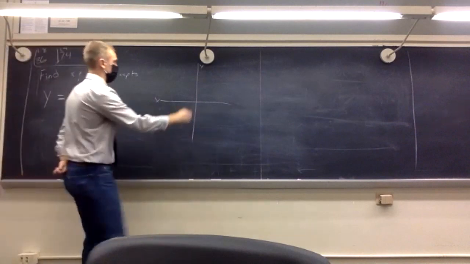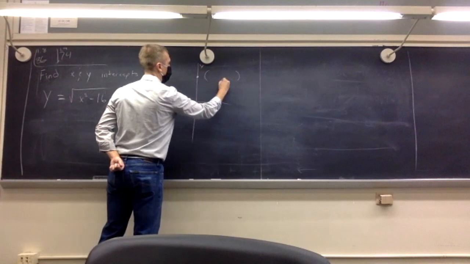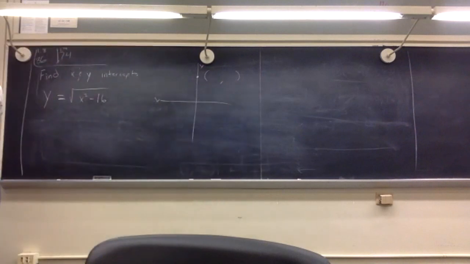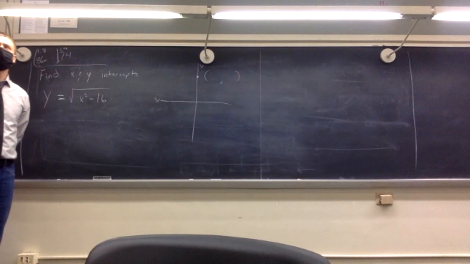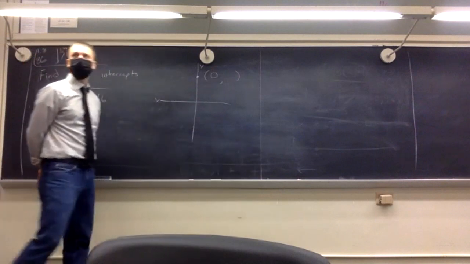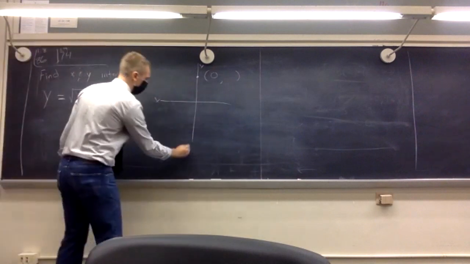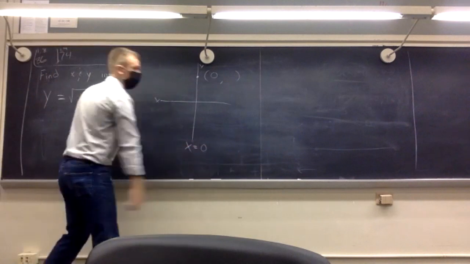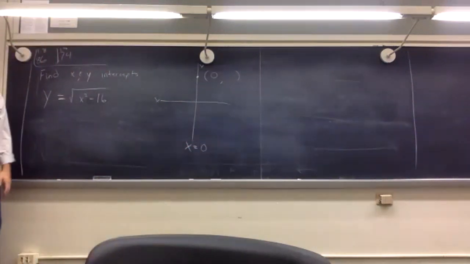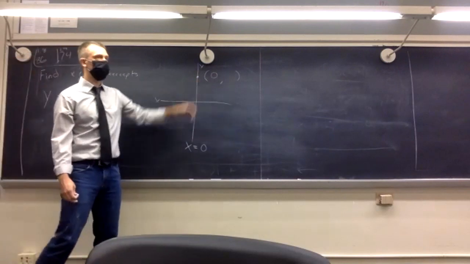What does that mean about, let's say this is a y-intercept. What does that mean about the coordinates here? What's the x-coordinate for the y-intercept? Always zero. The y-axis is the line created by the equation x equals zero. So the y-intercept's x coordinate is always zero.